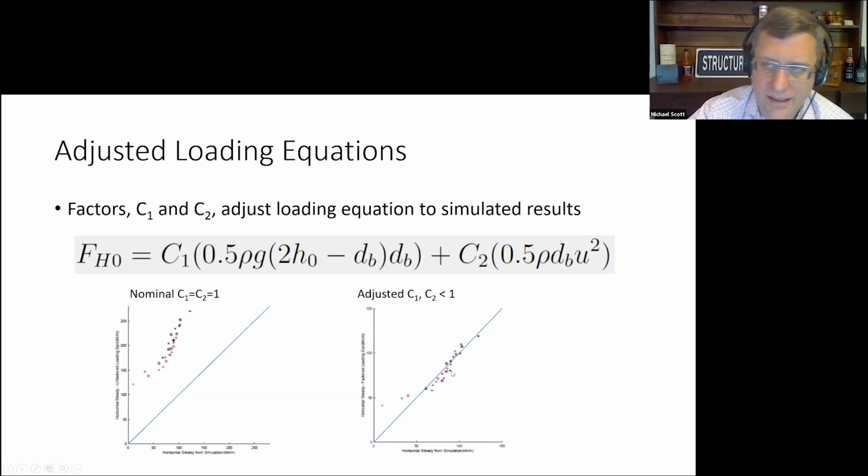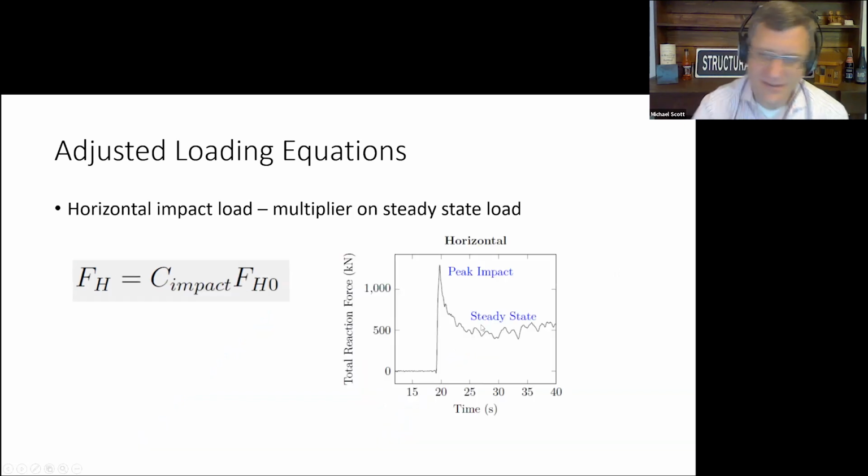Okay. I think these days you call that machine learning, right? But it was the simplest form of machine learning, i.e. linear regression, right? But bringing these points down closer to the 1, 1 line was the idea, okay? So that gave us an adjusted loading equation for horizontal steady state force, all right?